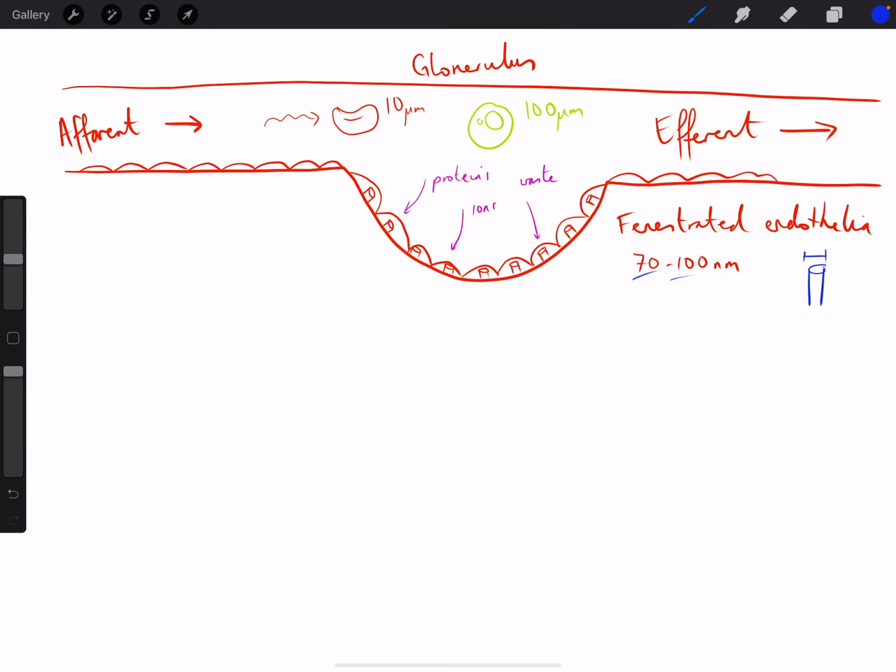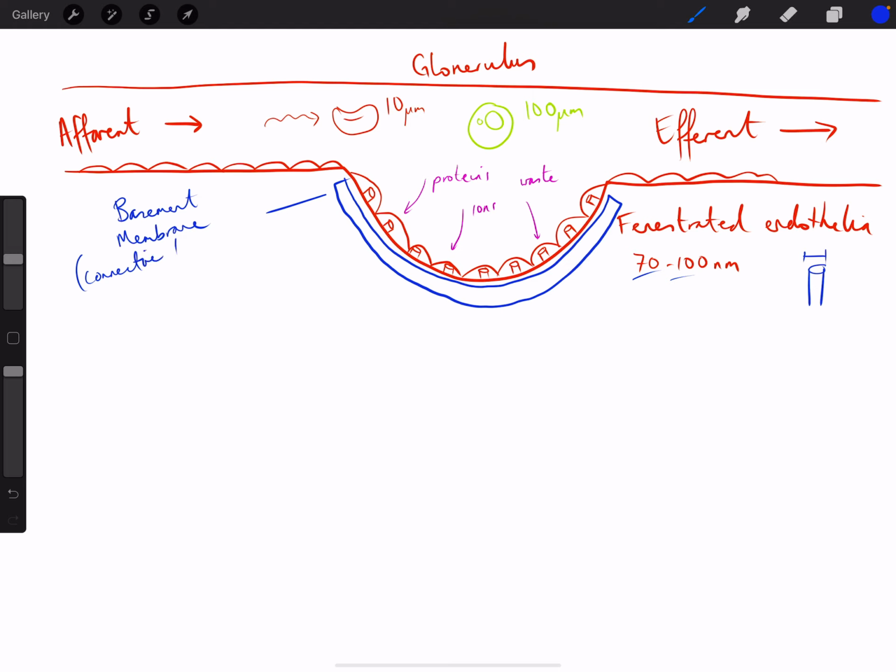All right, that's not the only membrane here. We've got another membrane. All endothelia, right? So all endothelia from blood vessels sit on something called a basement membrane, which is made up of connective tissue. So this is called the basement membrane. Basement membrane made up of connective tissue, and the specific subunit of connective tissue here is collagen, and collagen is a protein. And what do we know about proteins? They're negatively charged. So this basement membrane is negatively charged.